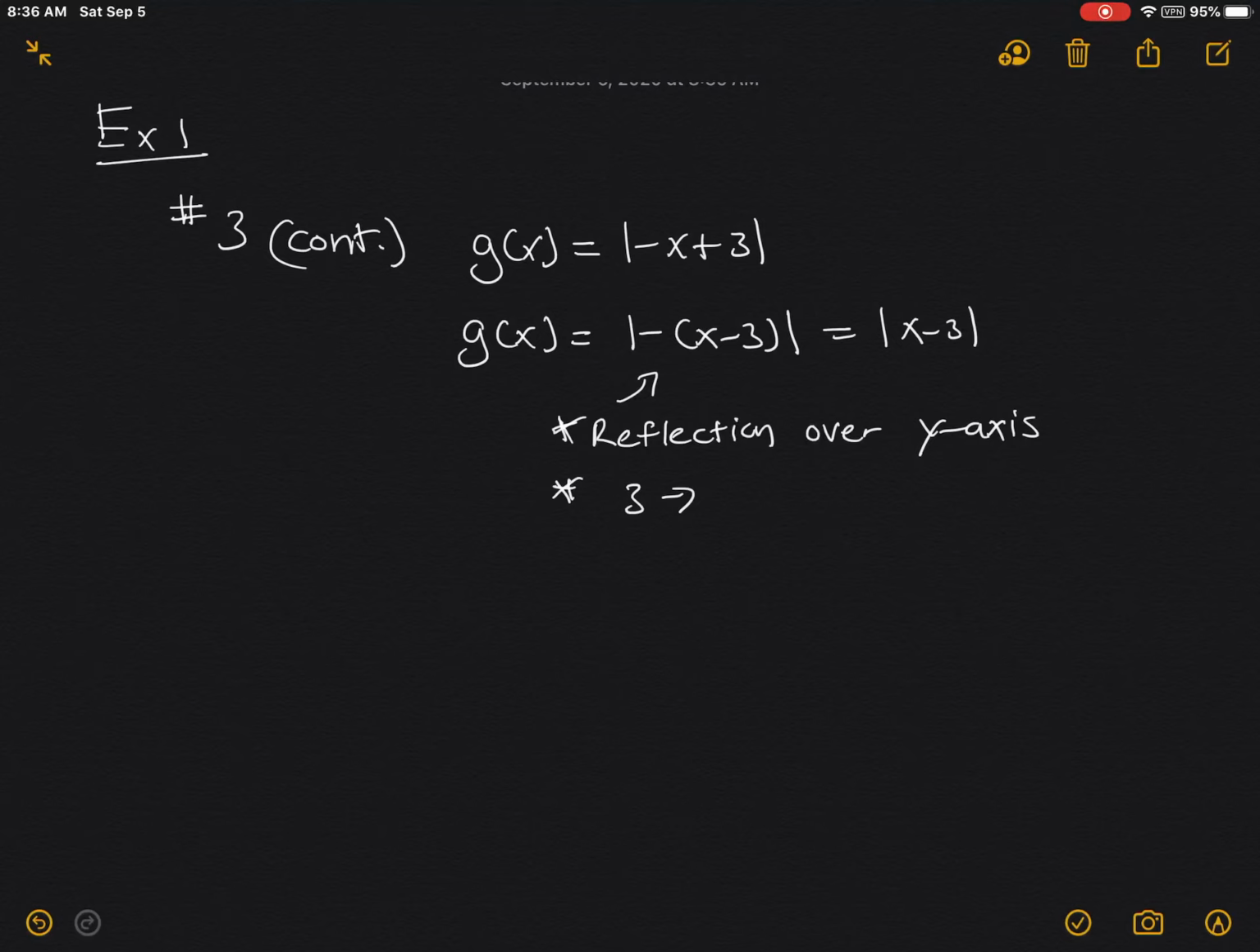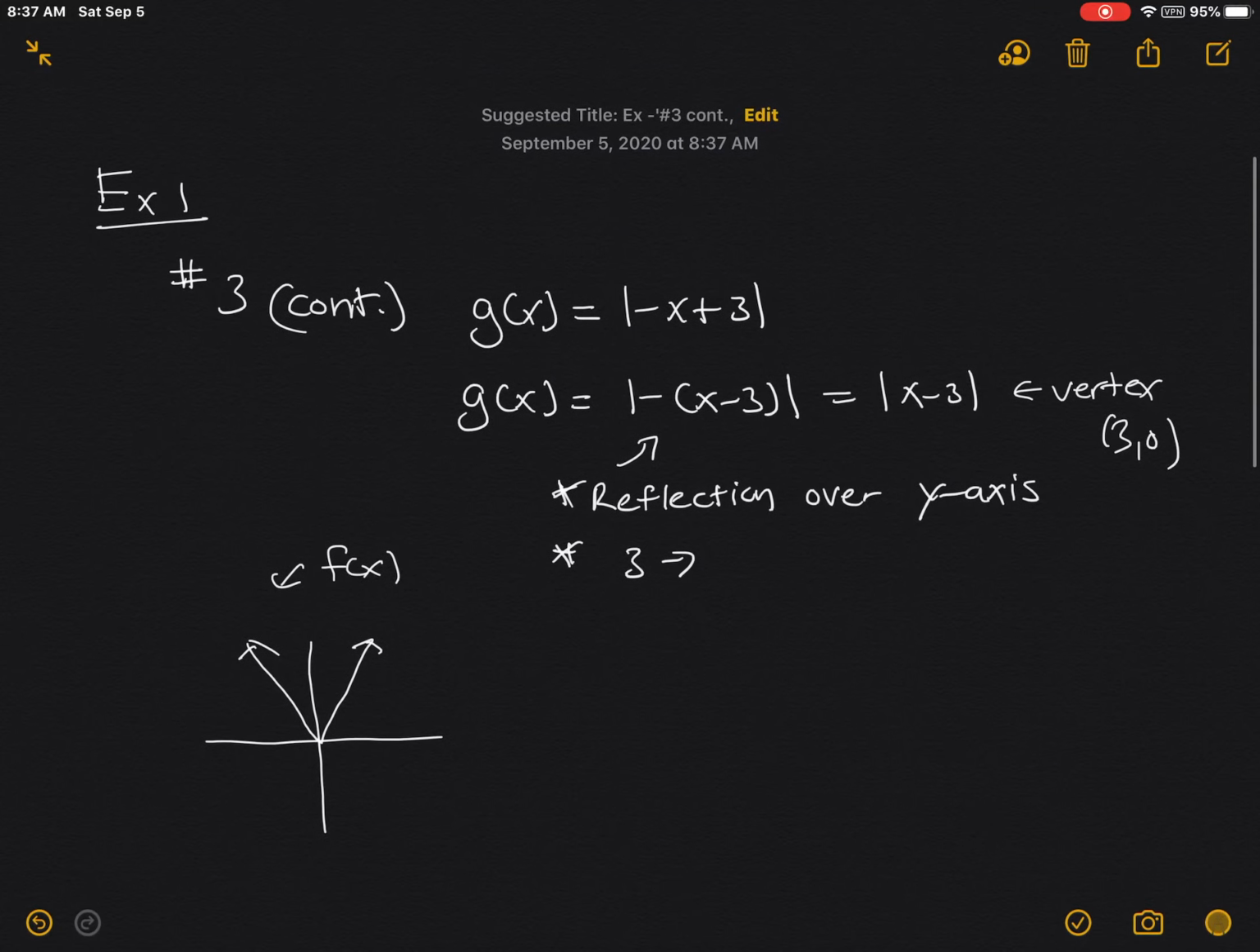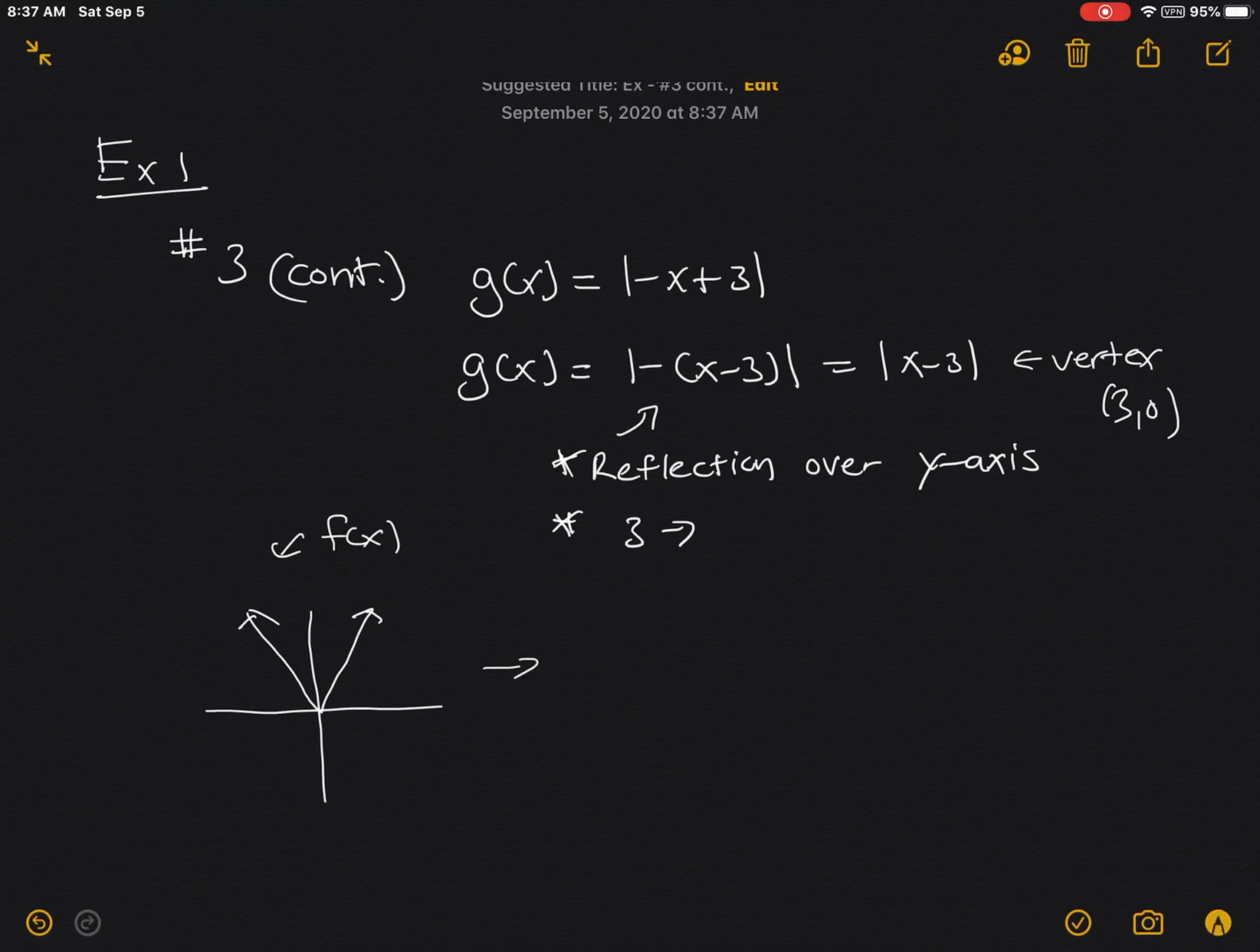And so I believe the question was, since the vertex is at (3, 0), do I still have to say reflection across the y-axis? Let me show you that it ends up being the same graph. So here's my absolute value of x, my parent function, f of x. If you reflect this graph over the y-axis, you end up with the exact same graph.